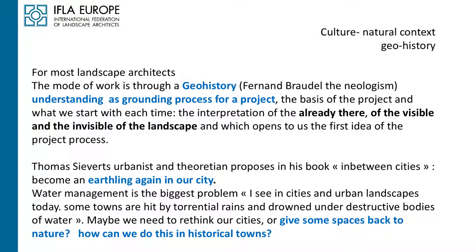If I take the ideas of Thomas Sieverts, who alerts us that in historical cities or in any type of cities, we should earth-link again our cities to the nature, to the local. This is mainly an urge when we think about water management, which is a bigger and bigger problem. We have droughts, we have floods. And as he said, cities and urban landscapes today are sometimes hit by torrential rain and destructive bodies of water. So rethinking the cities with the nature, with this context, can be one way of answering this urge linked to climate change.